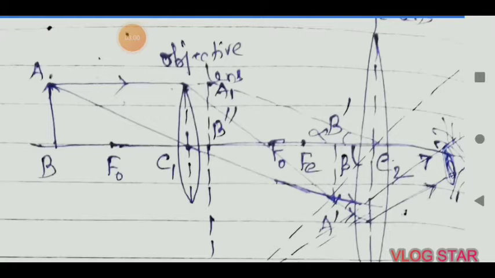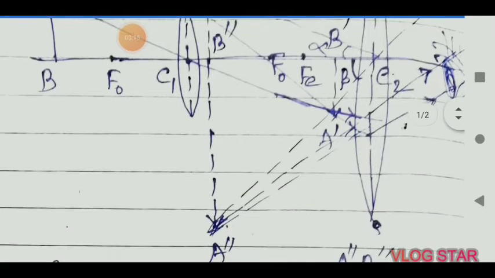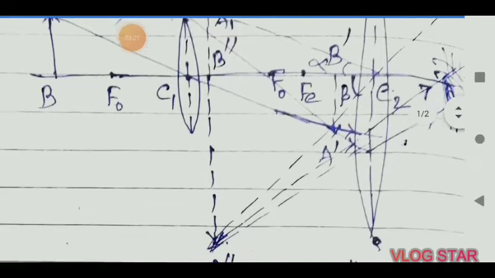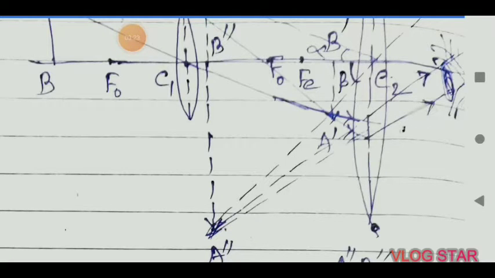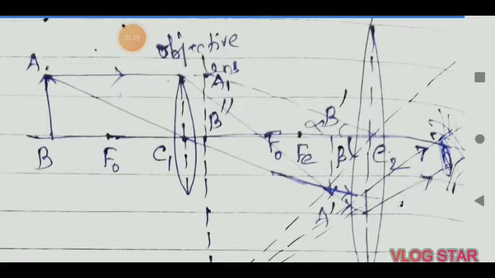So you see that in that combination the object has been magnified two times, one by the objective lens and second by the eyepiece. So the object will be magnified to a large extent. You also see that the image is inverted with respect to the object AB. A double dash B double dash is inverted with respect to the object AB, and virtual and erect, you are seeing this one.